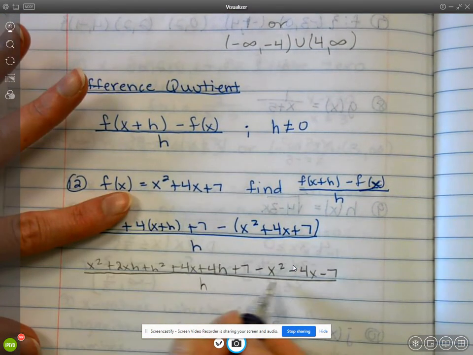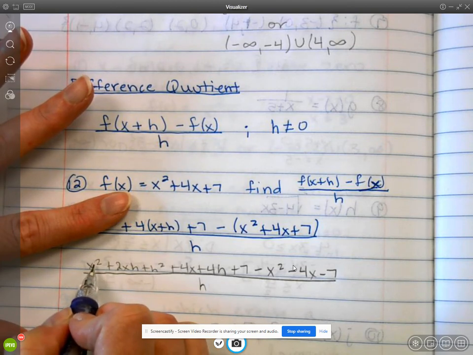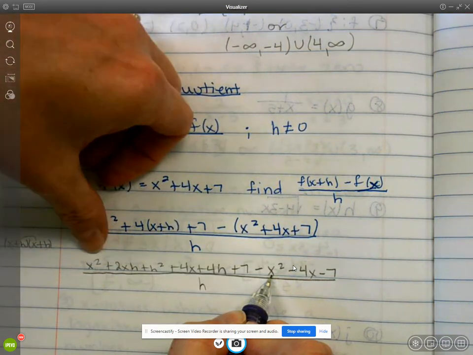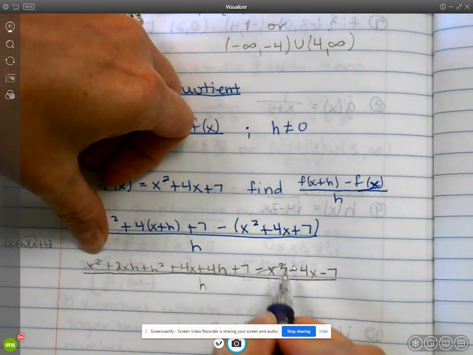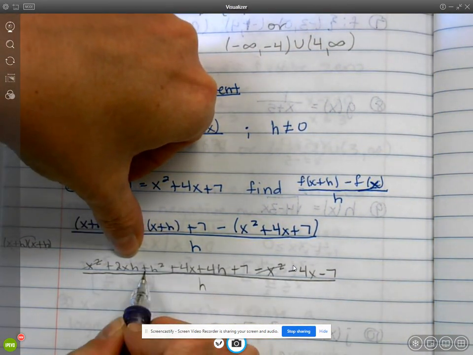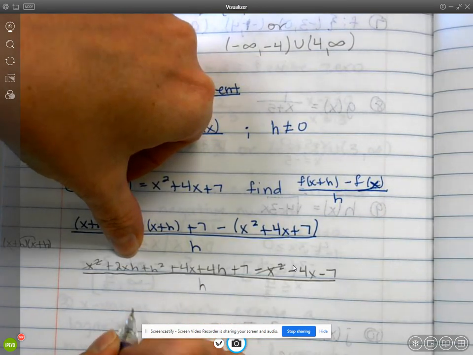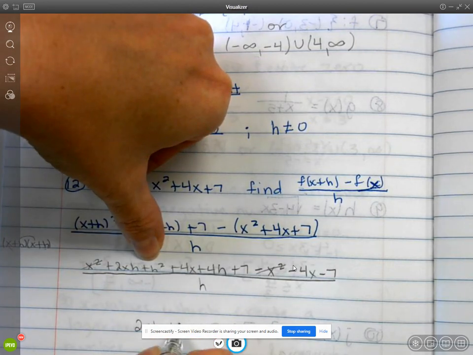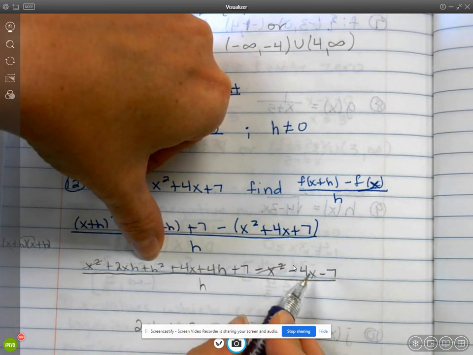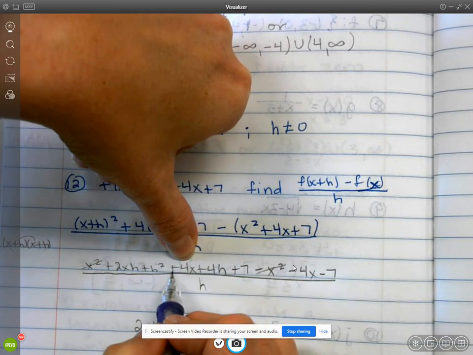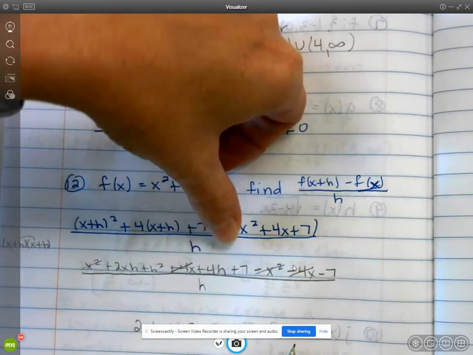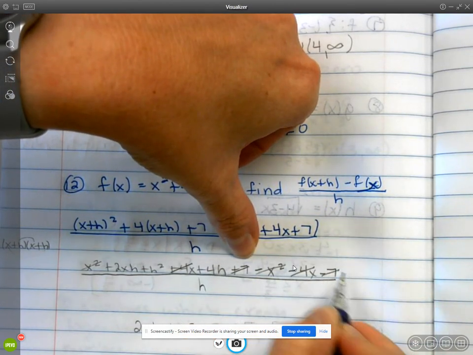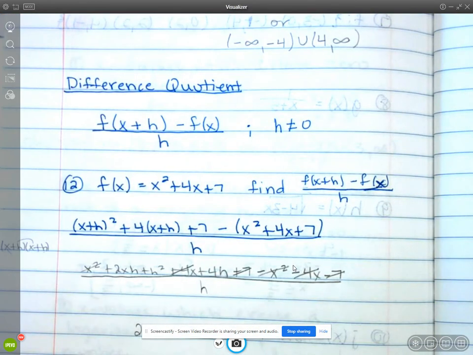All right, so on top we're going to combine some like terms. So it looks to me like I have an x squared minus an x squared. So those cancel. I have a 2xh, and nothing else has an x and an h, so I'll write that down. I have an h squared, and nothing else has an h squared. I have a plus 4x and a minus 4x, so those cancel. I have a plus 4h, and then I have a plus 7 and a minus 7. So do you see how everything went away that didn't have an h?